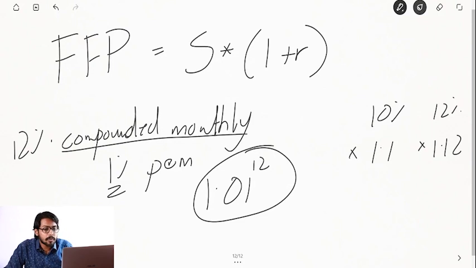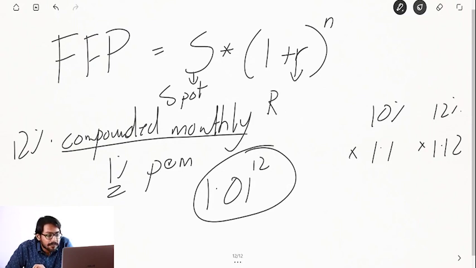Spot price into rate raised to n. So you can say FFP equals S into 1 plus R raised to n, where S is the spot price, R is the risk free rate. Why do we take risk free rate? Please wait a little more. When we discuss options, I will tell you why we are taking risk-free rate. Please keep that in mind. That doubt is there with you. Minus dividend yield. N is the period.